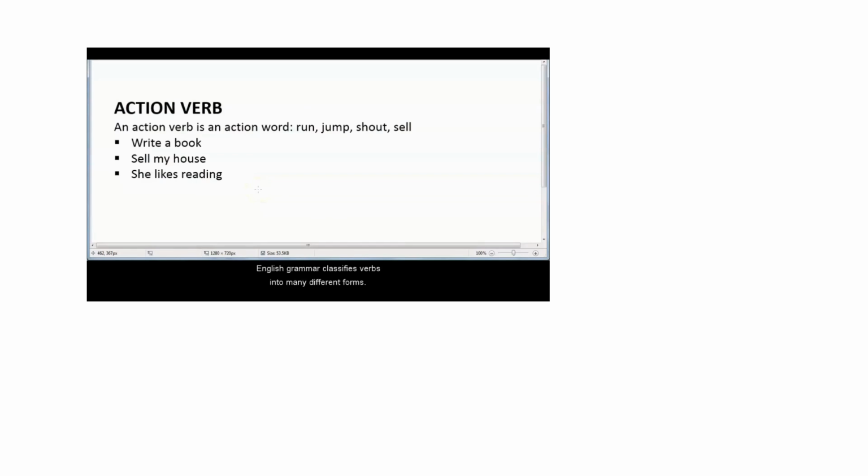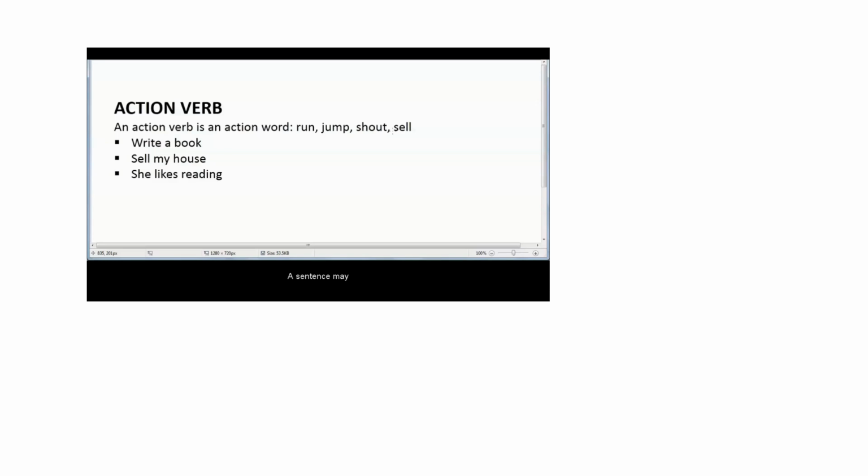English grammar classifies verbs into many different forms, but for the purpose of this course, we will condense the different forms into just 3 basic categories. First is action verb. An action verb is an action word. Any word that involves action or movement of parts of your body, your limbs, your eyes. Run, jump, shout, sell. These are all action words. So they are classified under action verb.